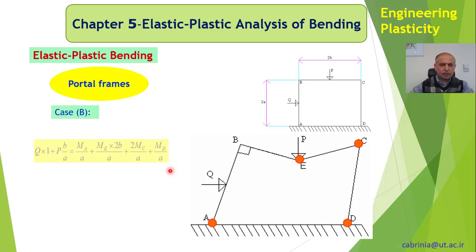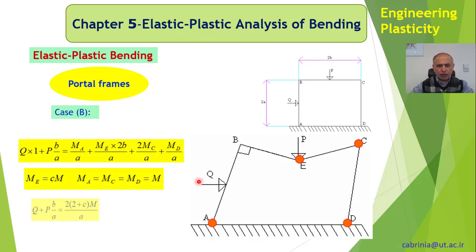What happens here is that Q is moving with 1 meter per second, but here we don't have any hinges, only here we have a hinge. So we assume these two members remain perpendicular to each other. That's our assumption, because there is no hinge here. If this angle changes, it means there is a hinge, but we have not considered it as a hinge. So A, E, C, and D.